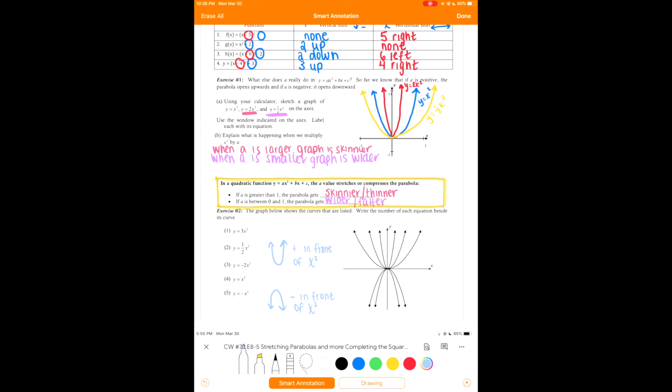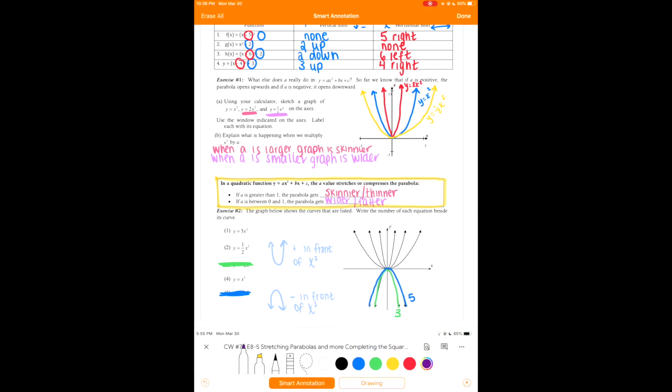So for the bottom part, I'm going to start with this graph here. I know I need a negative in front of the x squared, so it has to be either 3 or 5. And it's a skinny graph. So when it's skinnier, that means I have an a that's greater than 1. So that's going to give me choice 3. And then for this one, I know I need a negative in front of the x squared, and the only one left with a negative is choice 5, y equals negative x squared. So that's my bottom ones.